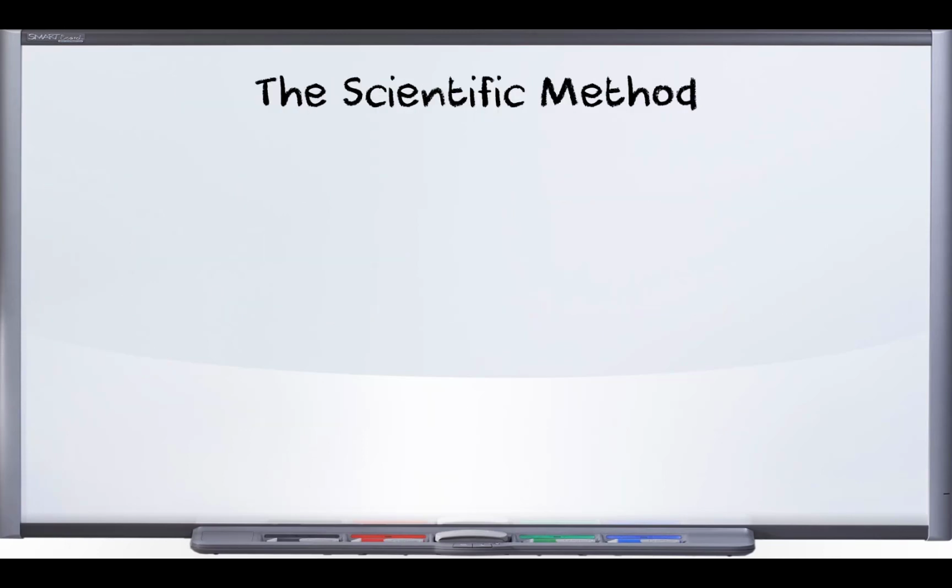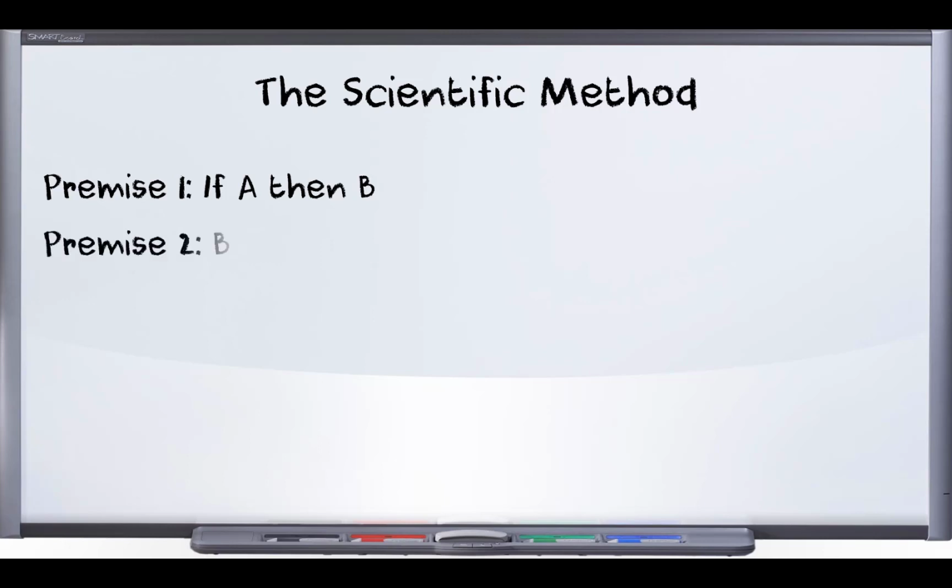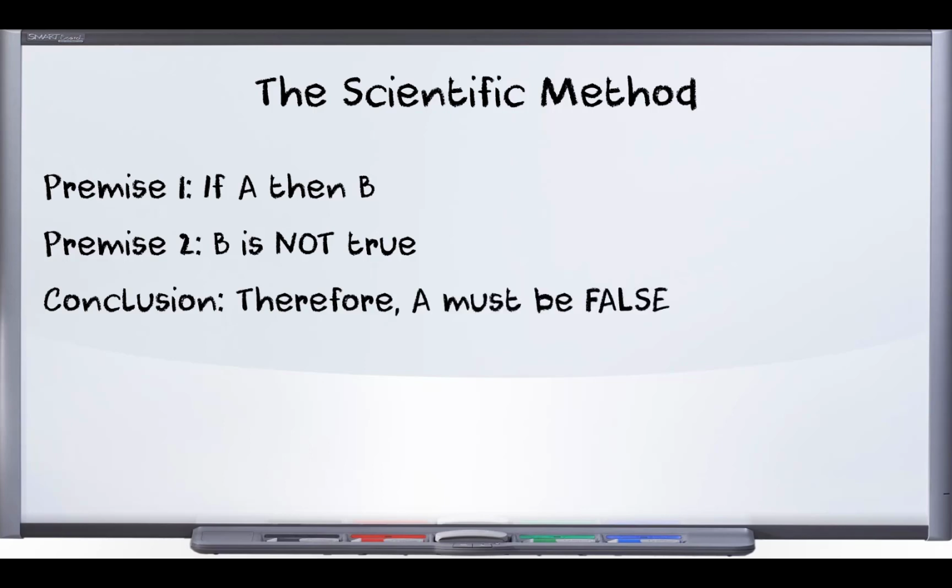Nathan made the same mistake. But no, that's not quite the scientific method. Here's the actual scientific method. Let's see if you can spot the difference. Premise 1: If A, then B. Premise 2: B is not true. Conclusion: A is not true. See the difference there? Putting in that "not" eliminates the logical fallacy.